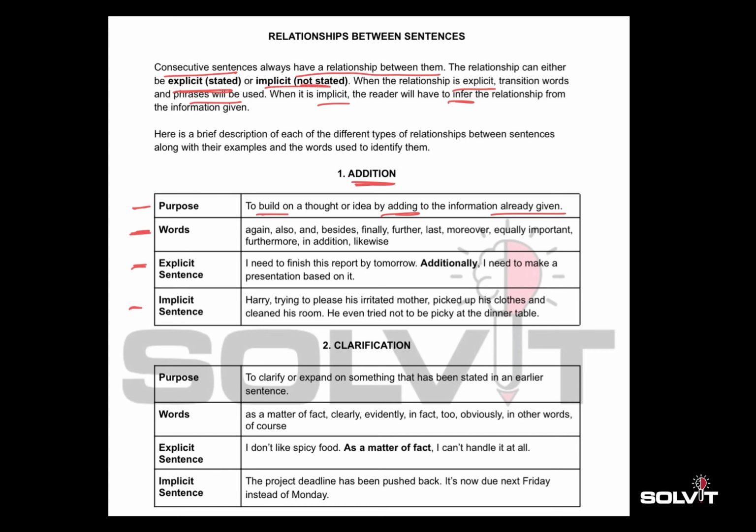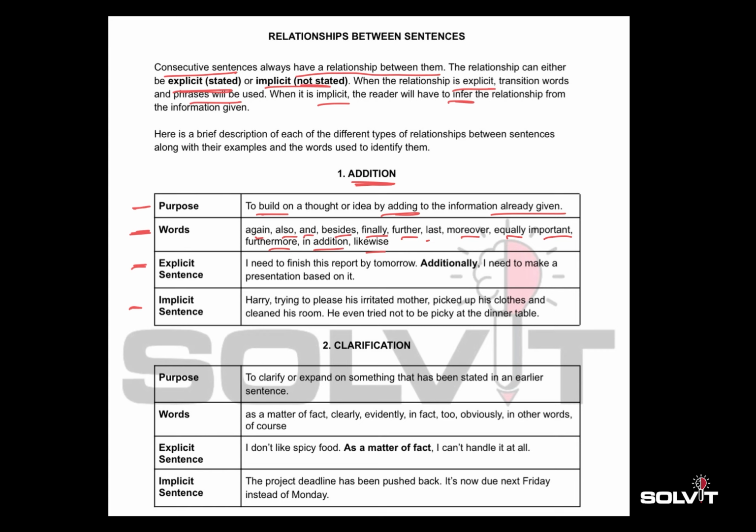Okay, and the words you can use to recognize this type of relationship are again, also, and, besides, finally, further, last, moreover, equally important. Equally important is one phrase. Furthermore, in addition, likewise, and there are many more like second, besides, last of all, first of all, equally important, also, finally, moreover. So all of these words and phrases you can use to identify this type of relationship.